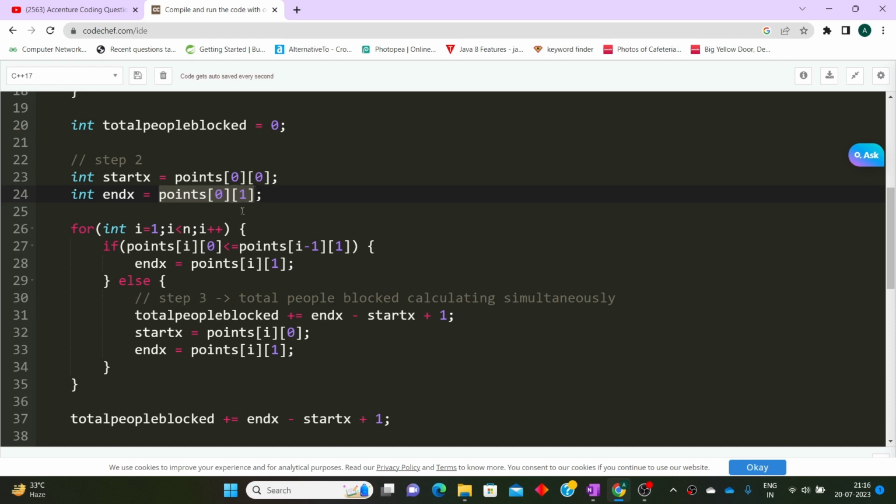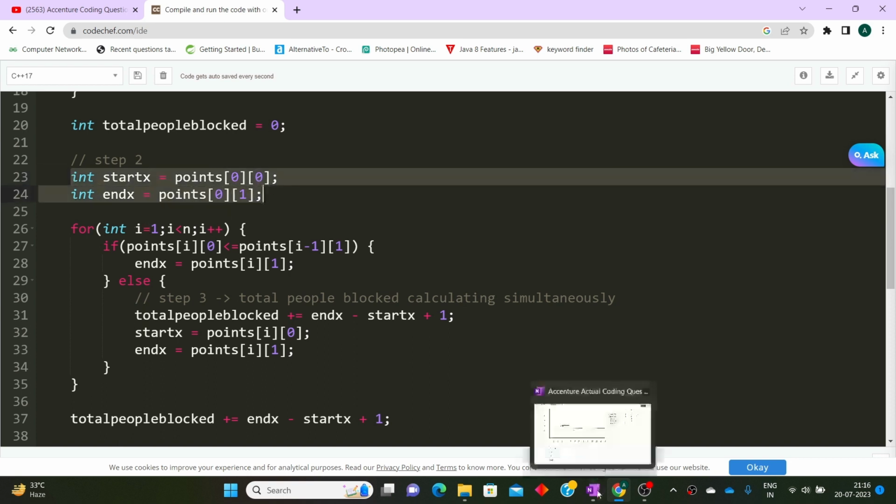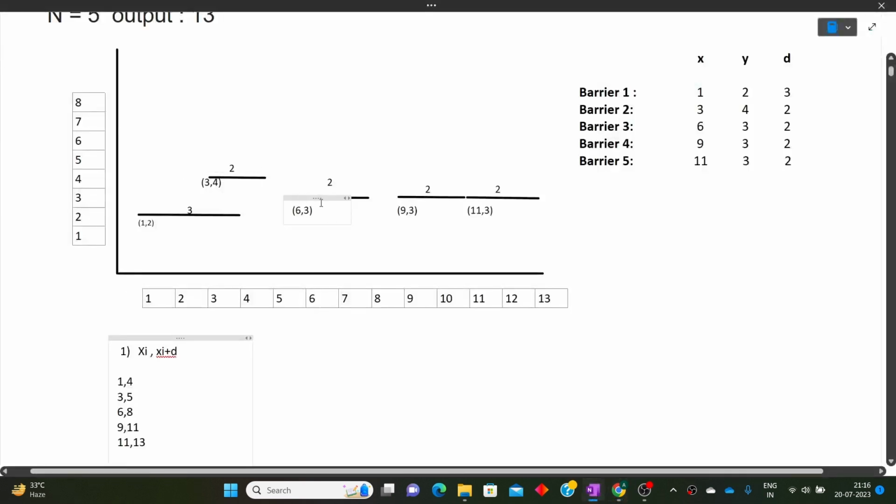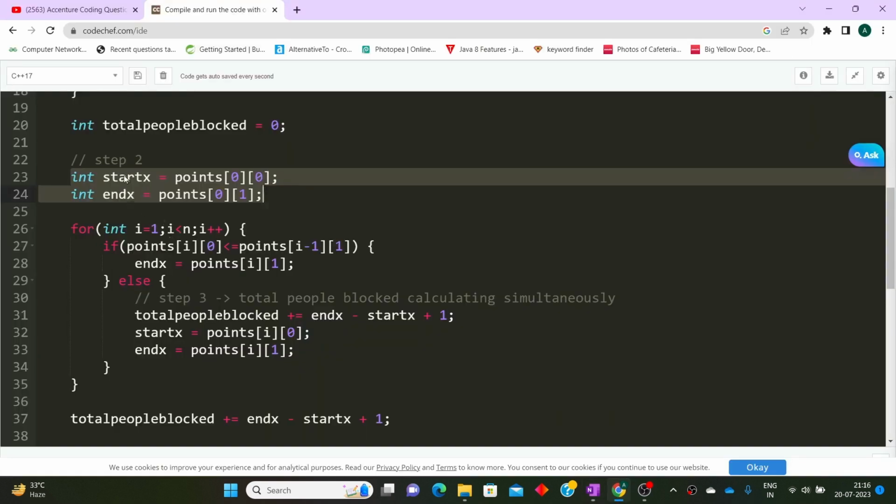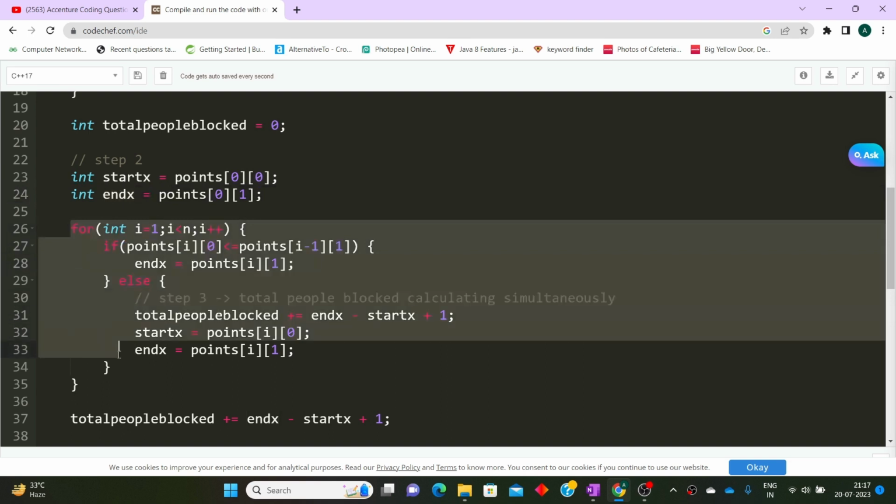Now we will be iterating over the points array from the first index, because from the 0th index we have taken the initializing value, and we will start iterating from the second barrier. So we will iterate the second barrier, then third, then fourth, then fifth. The starting and ending x points of the first barrier we have taken as an initializer in these particular variables, and we are iterating over the rest of the barriers.